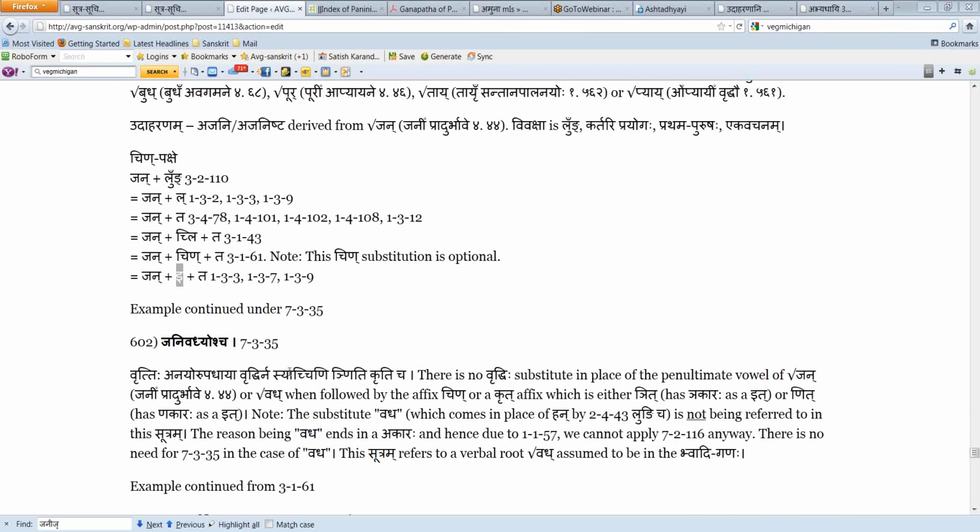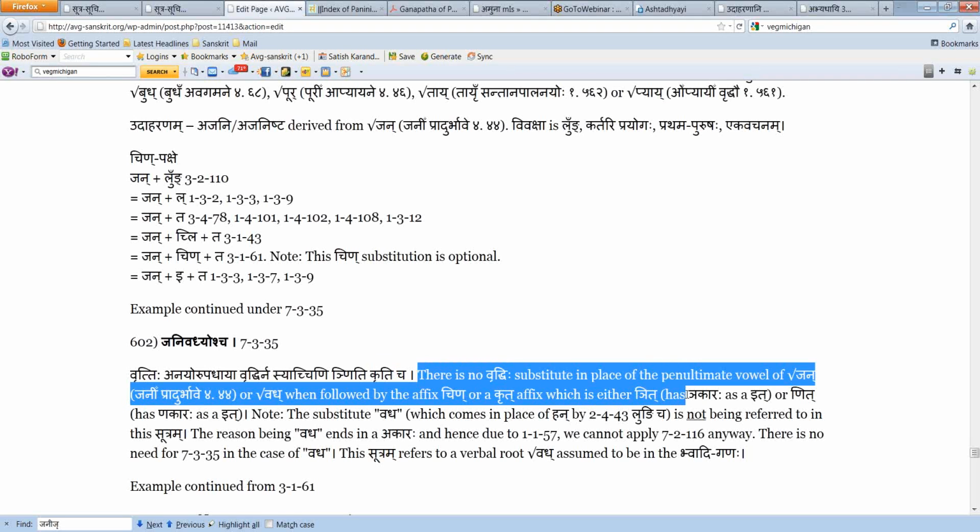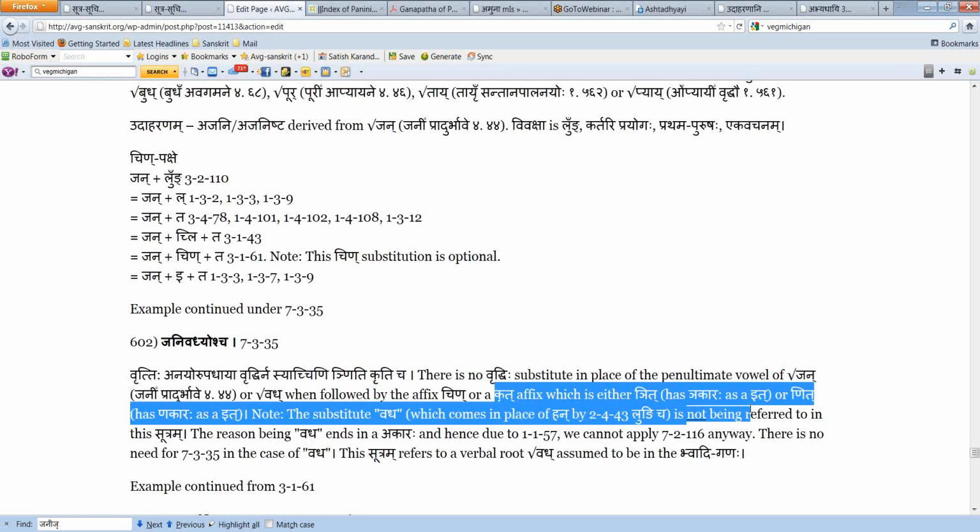It applies specifically only to chin, or to a krit pratyaya which is nyat, having nyakara or nakara as an it. One more time, janivadhyoscha is a nisheda sutram for that atopadhayaha. It applies only to these two dhatus, jan and vad. It only applies when the pratyaya following is either chin, which is what we need right now, or a krit pratyaya which is nyat. Right now we have the chin. So this sutram says anayoho upadhaya vriddhir na: there is no vriddhi substitution in place of the penultimate vowel of jan or vad when followed by the affix chin or a krit affix, either nyat or nit.